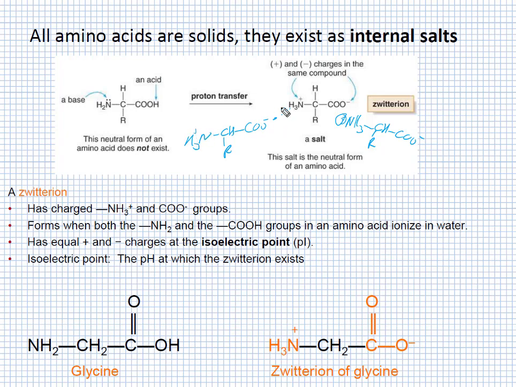And so we have these ionic bonds that exist as an ionic solid, right? That's what we mean by an internal salt. Another term here is Zwitter ion.